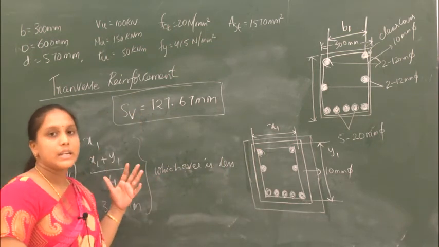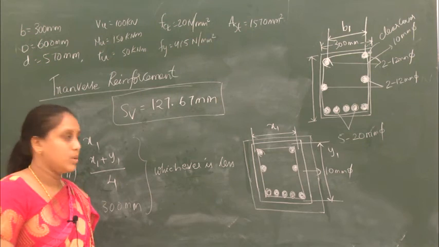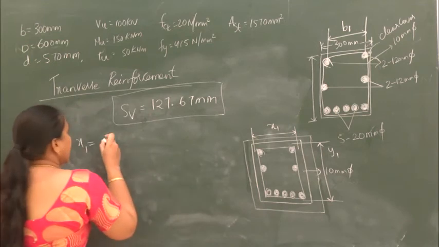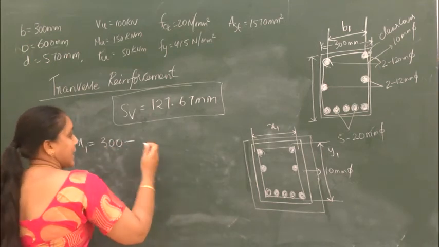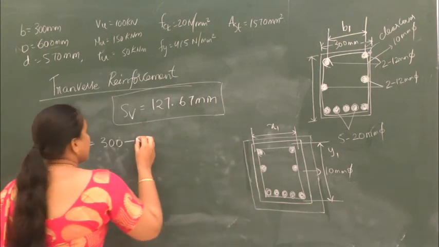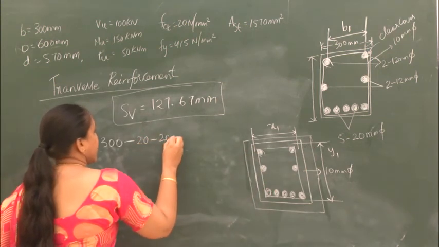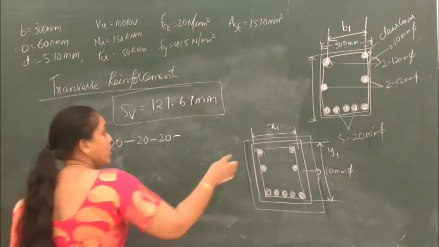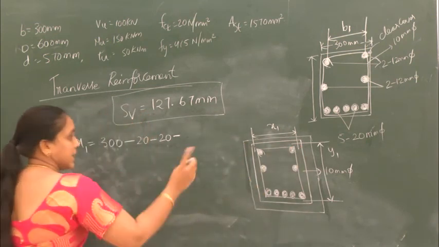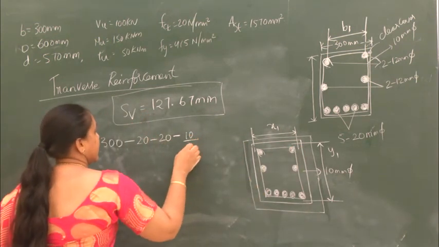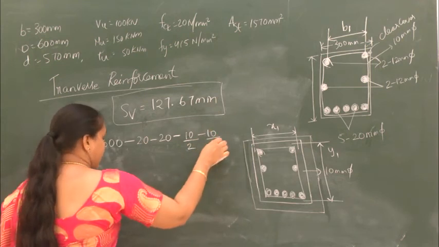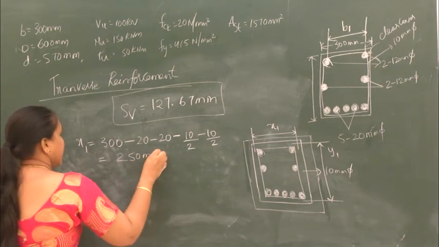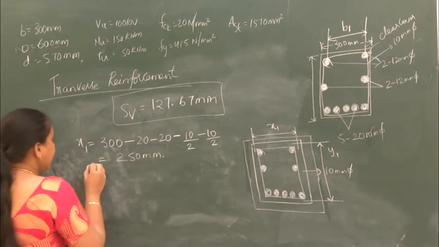So now let us calculate the x1 and y1 values. So x1 will be the total breadth minus the clear cover 20 minus 20 minus the dia of the stirrup divided by 2 on this side as well as this side. So what is the dia of the stirrup? It is 10. 10 by 2 minus 10 by 2. So if you solve this, you will get a value of 250. Now let us calculate y1.